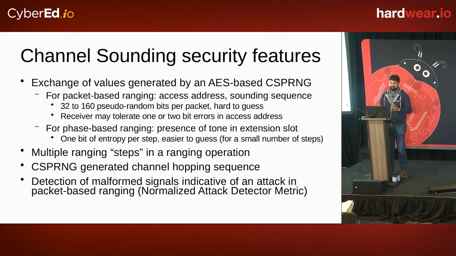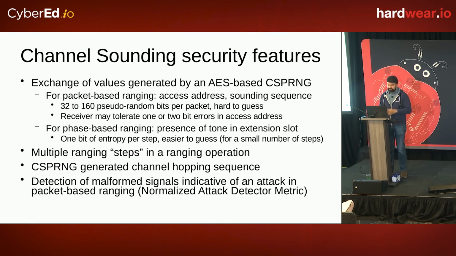For phase-based ranging, there is a lot less pseudo-random information in there. There is just the extension slot, which is a time slot where there either is a tone or isn't a tone based on a pseudo-random value. This is just one bit of entropy for each ranging step. Now, within a typical ranging operation, you'll have multiple ranging steps. I've seen implementations choose 8 steps or 10 steps or 20 steps. These are typical numbers of ranging steps. So even for phase-based ranging, to get all of them correct, you need to guess correctly all, say, 8 or 10 or 20 times. But still, it's more feasible to guess them correctly compared to packet-based ranging.